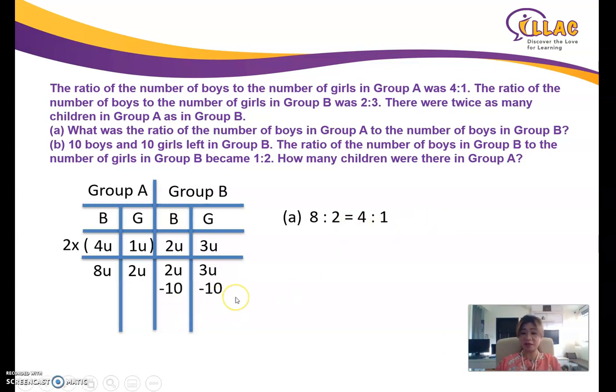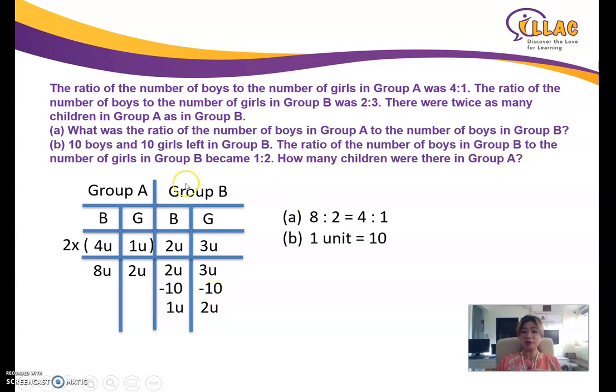Okay, minus 10 here, and the ratio became 1:2. So now you think about 2. How does it become 1? Minus 1 unit. 3, how does it become 2? Minus 1 unit. Therefore 1 unit is equal to 10.